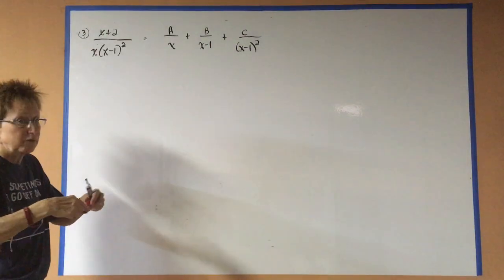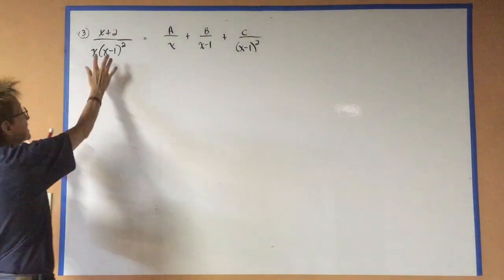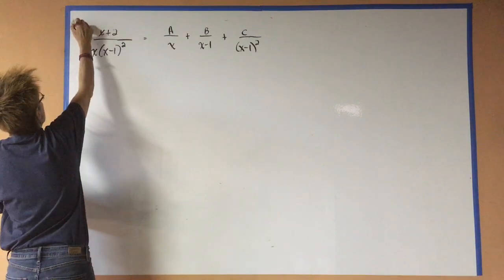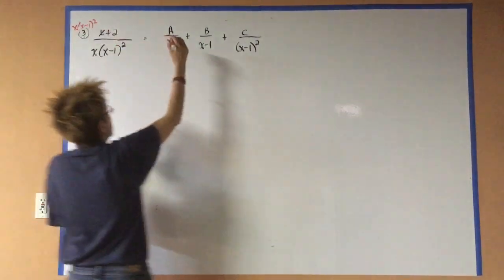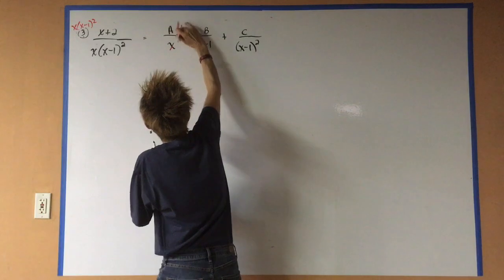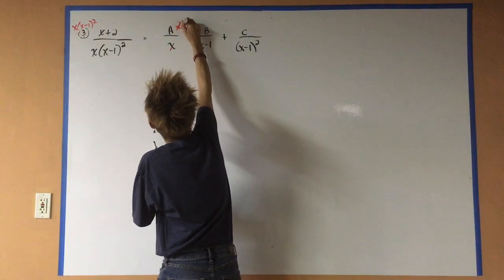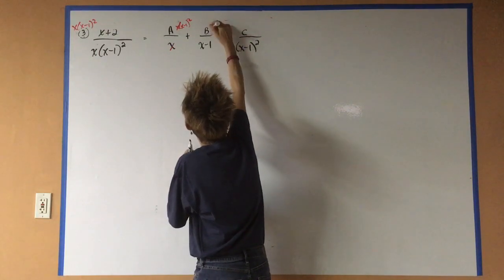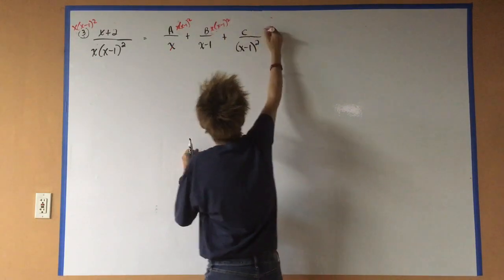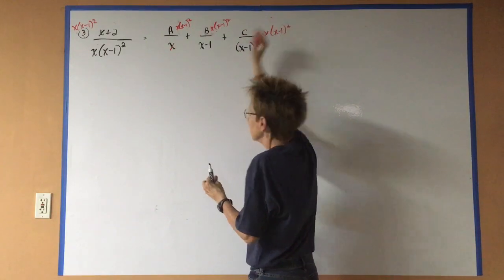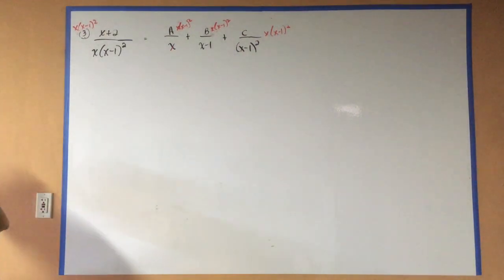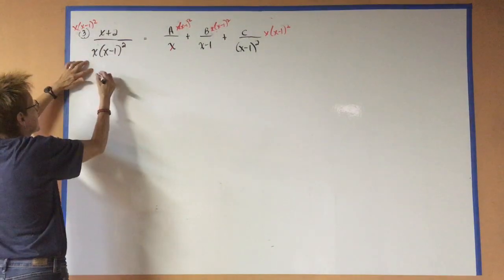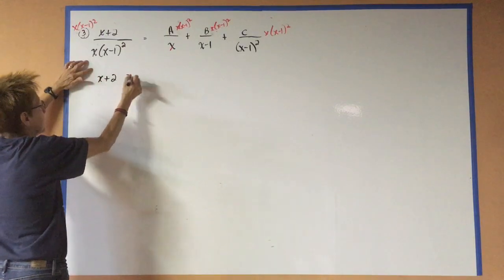So again, I'm going to clear fractions, and the LCD is this guy right here. So I'm going to take every term, both sides, times x minus 1 squared. So this should cancel entirely and just leave me with the x plus 2, which it does.